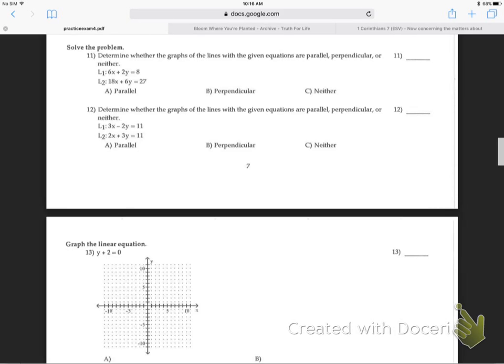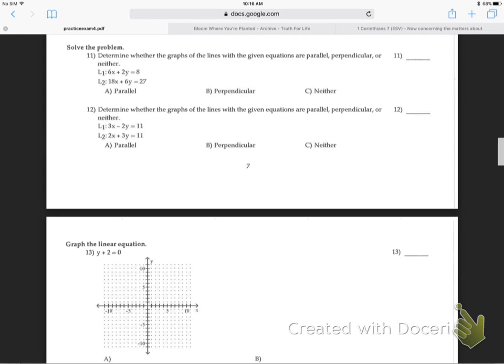All right, so number 11. Determine whether the graphs of the lines with the given equations are parallel, perpendicular, or neither. How do we do that? How do we determine parallel, perpendicular, or neither? We have to get y by itself until we get the same slope. It's always about getting y alone, isn't it? Pretty much all the time on this test.